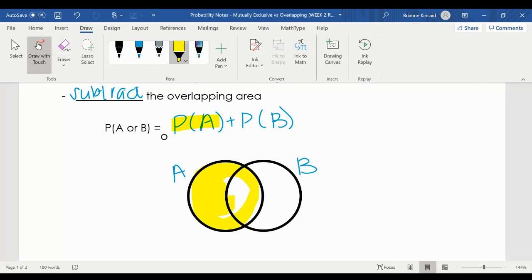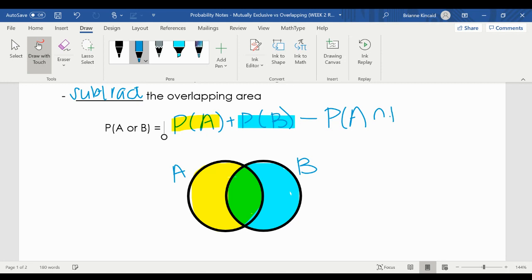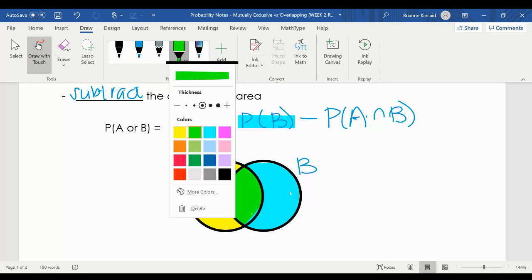Here's circle A in yellow and circle B in blue. Now, what we should be noticing is we have a new color here, the color green. This is because I've highlighted this middle section in both yellow and blue, which means I've double counted it. So I want to make sure I subtract the probability of A intersect B, the probability of A and B where they overlap. And that would be in green.